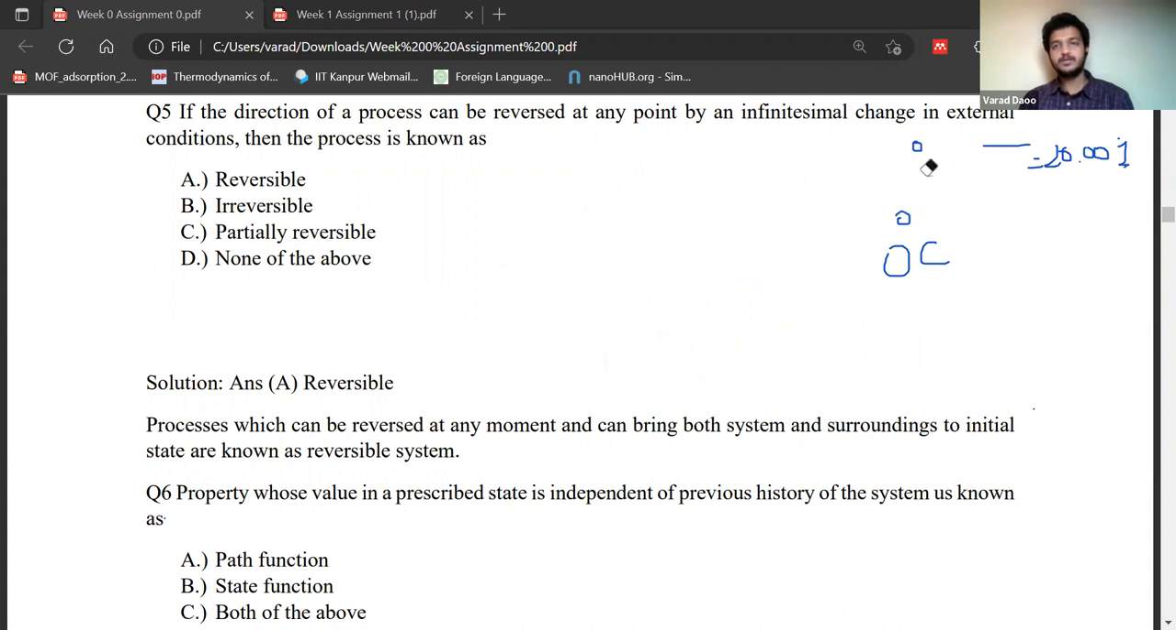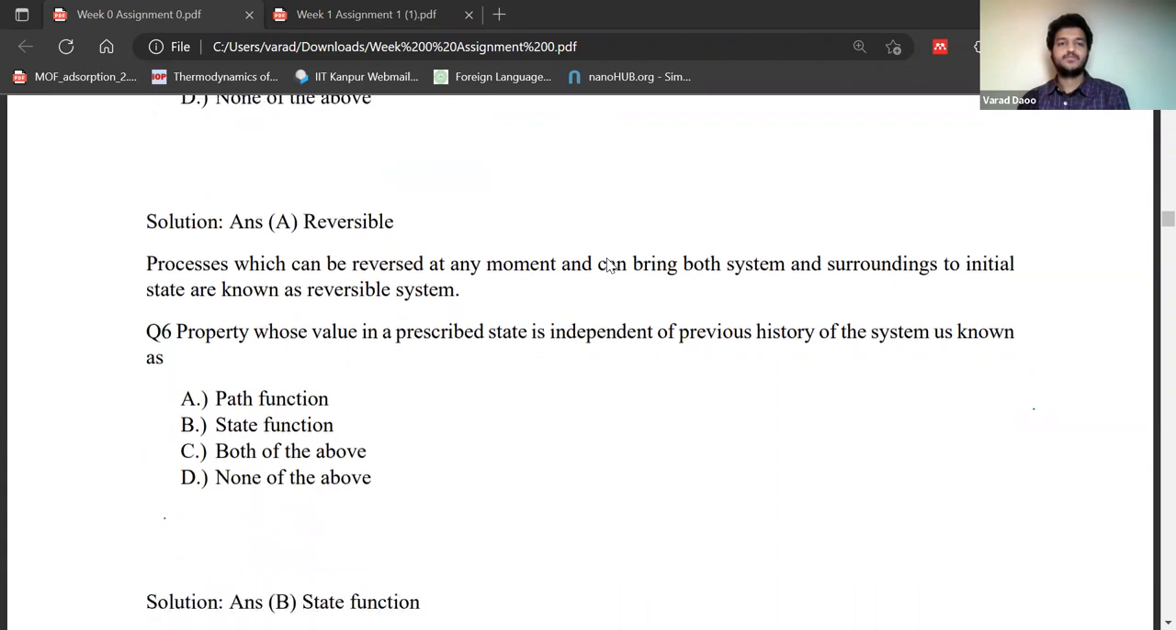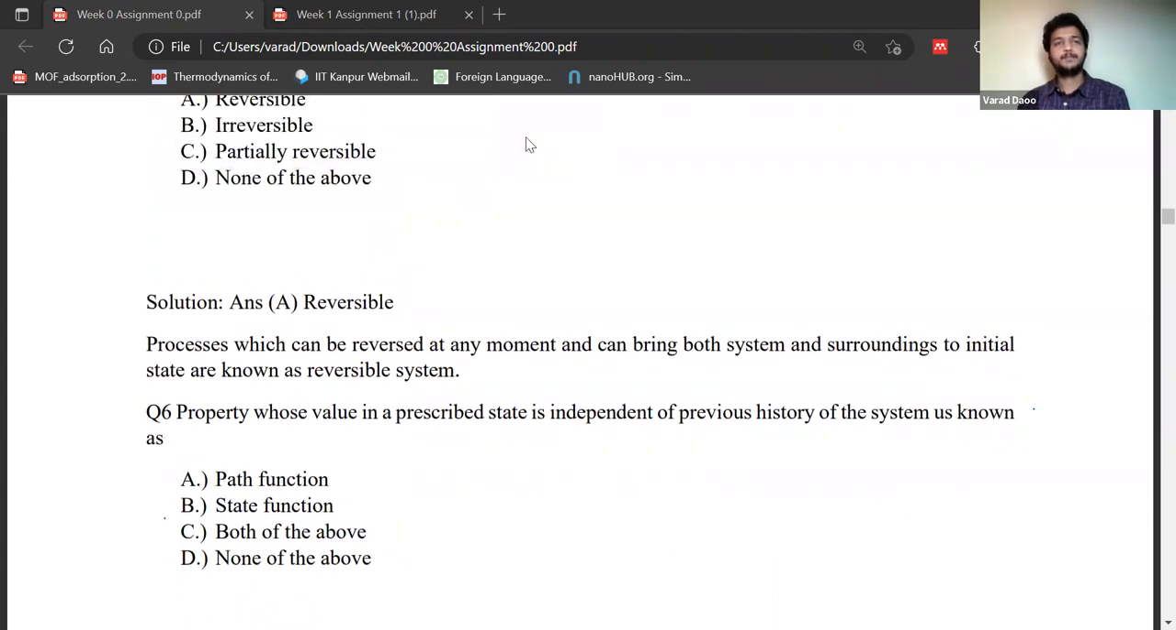Okay, does anybody have any question? Otherwise, there can be a process in which only the system can come back to the initial position, and in that case we will not call it reversible. We'll call it irreversible. Right? Does anybody have any question?